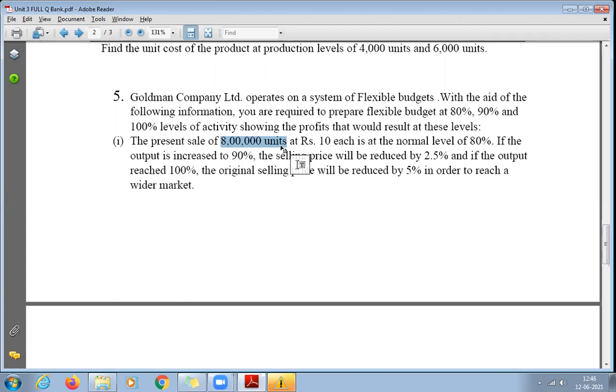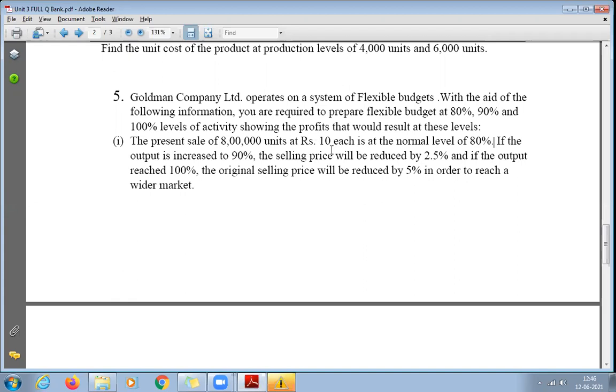How to calculate? Sir, 8 lakh divided by 80 into 100. Yeah, just simple cross multiplication. So 8 lakhs into 90 divided by 80, we will get for 90%. Similarly, 8 lakhs into 100 divided by 80, if you do, we'll get for 100% level of output. Got it?